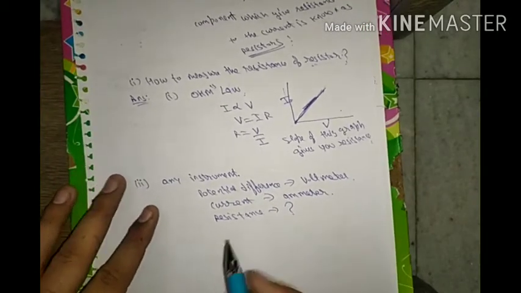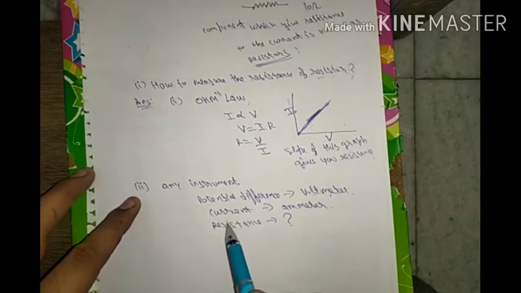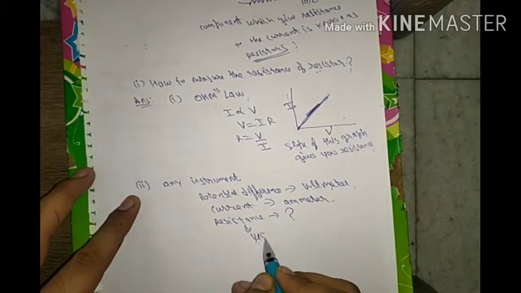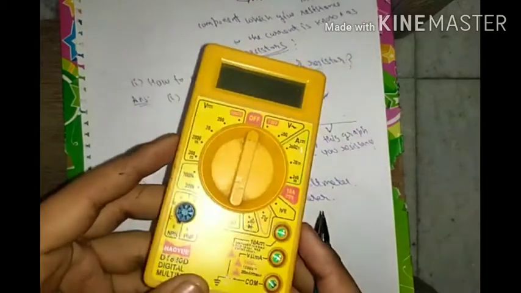So think about it. If potential difference can be measured by a voltmeter, and current is measured by an ammeter, is there any instrument which can measure resistance? So the answer is yes. We have an instrument which can measure the resistance of a resistor directly, and I have shown you that in the previous lecture also.